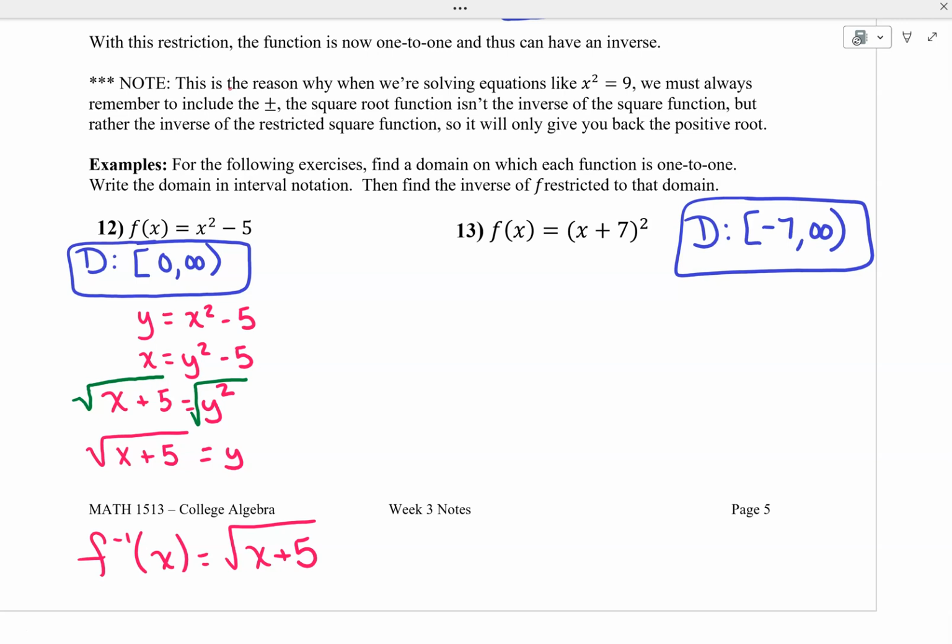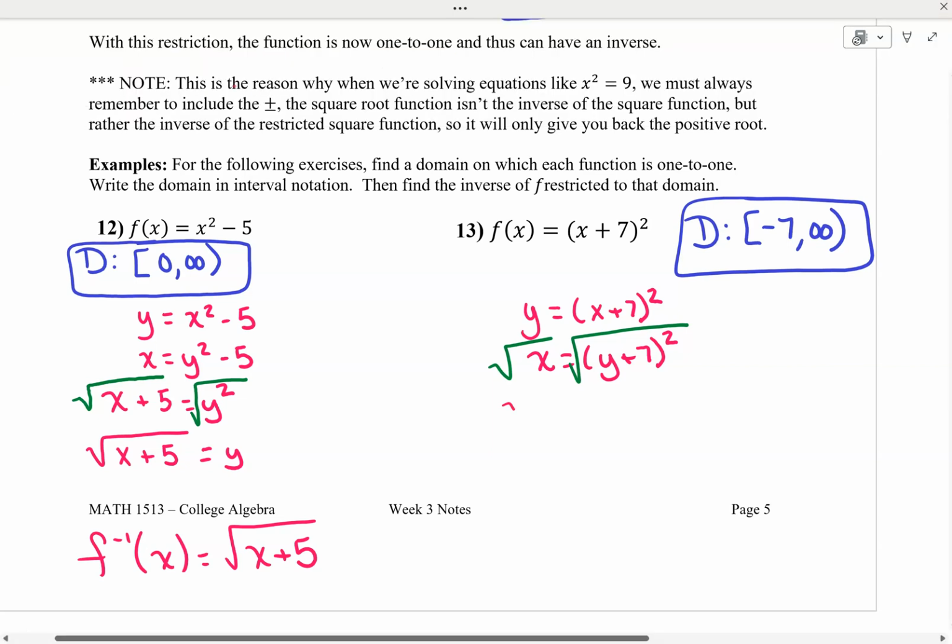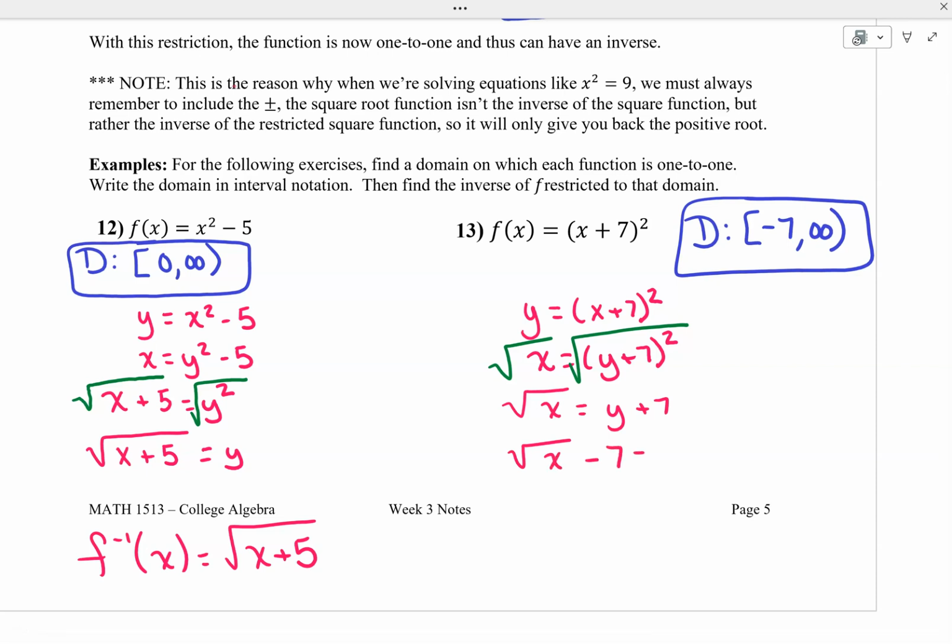Same thing here. y, switch. Same thing. I need to get rid of that square, so we square root. So we're going to have the square root of x equals y plus 7. Square root of x, and then we have to minus 7, and then we are done. Square root of x, and then minus 7 on the outside.